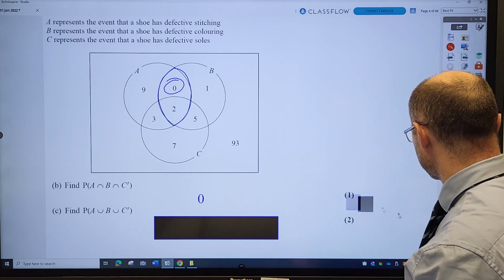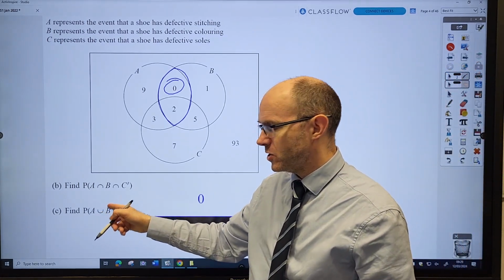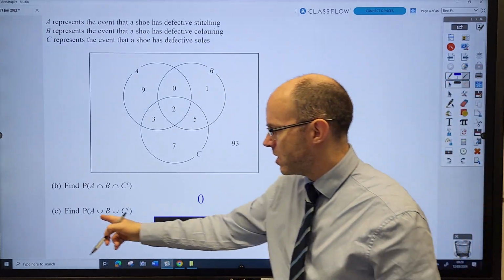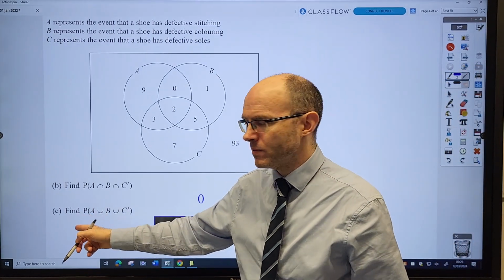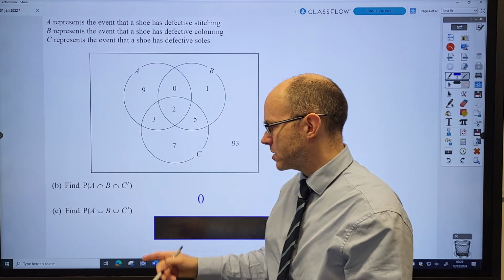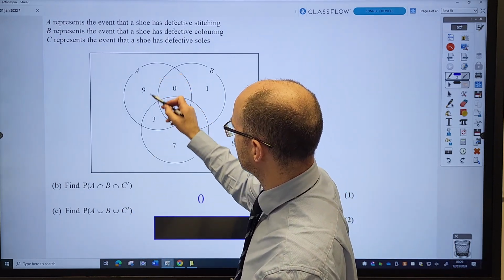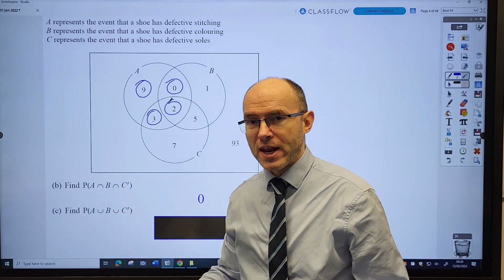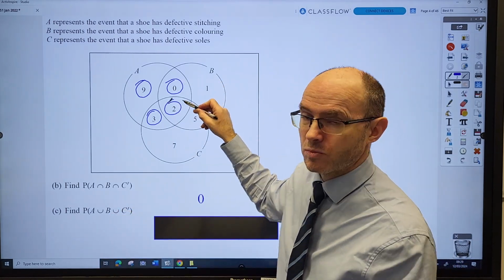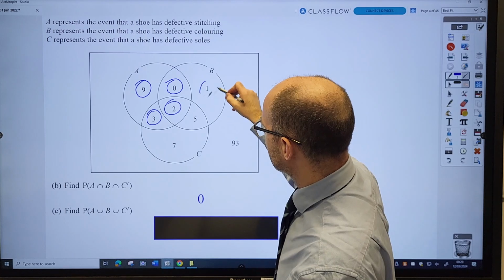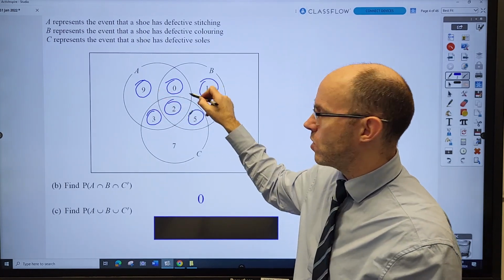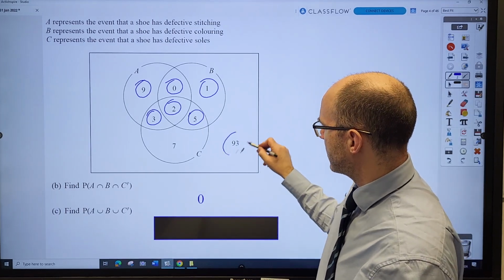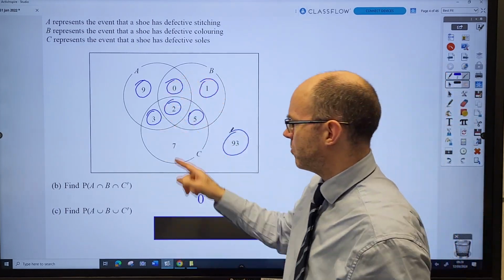And then the next one. Probability of A union B union C dash. Union means it could be everything in A or everything in B or everything not in C. So I start off looking at everything in A to begin with. Everything in A is those values there. Then everything in B includes that and that. We don't count it again. So that includes everything in A or everything in B. And to also include everything that's not in C, you want that value as well. So basically it's everything there except for the number 7.